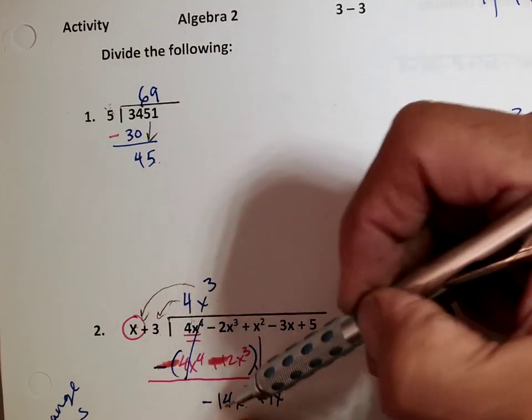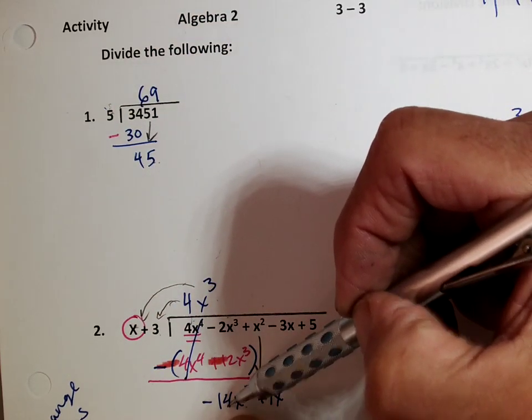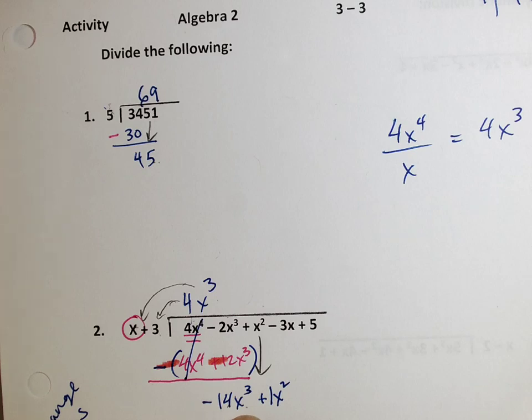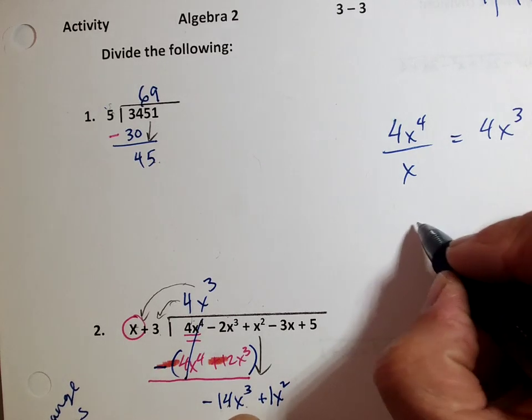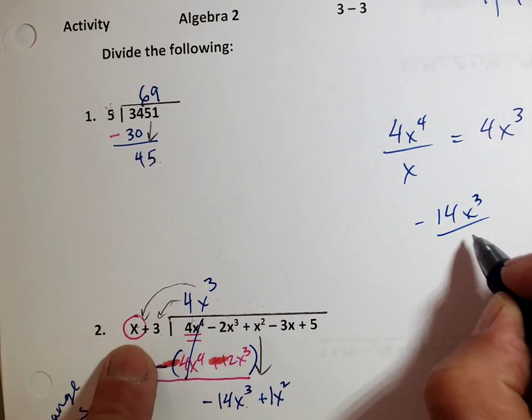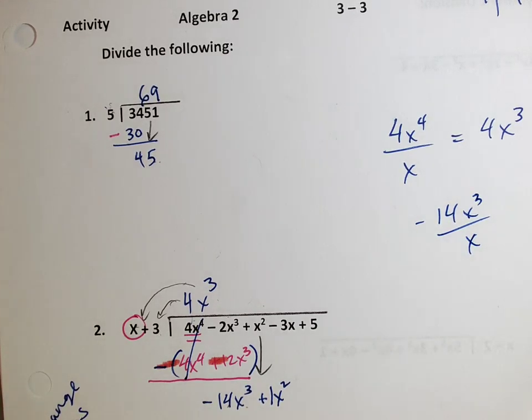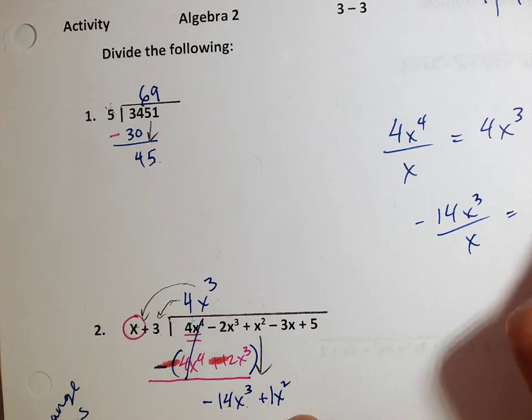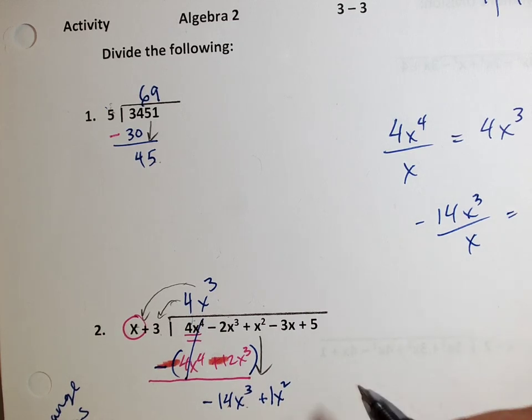Now I'm dividing the x into negative 14x cubed. And again, if you have a hard time dividing it, just do a little division on the side. Take your negative 14x cubed and divide it by your x, right? So then, what do I get? I should get a negative 14x squared, right?